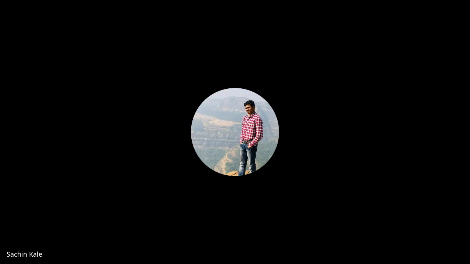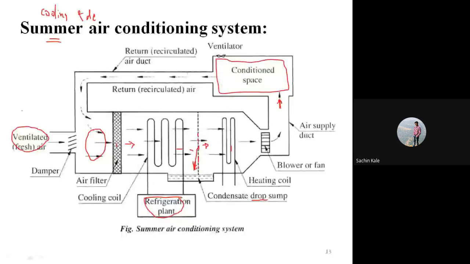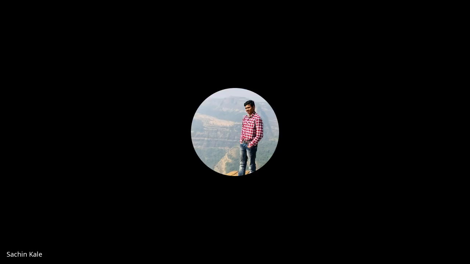So suppose here the outside air has a 40 degree centigrade dry bulb temperature, and suppose the relative humidity is 70%. Here degree centigrade is there.